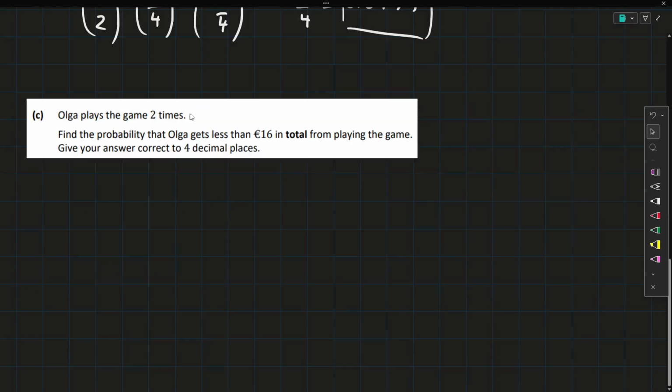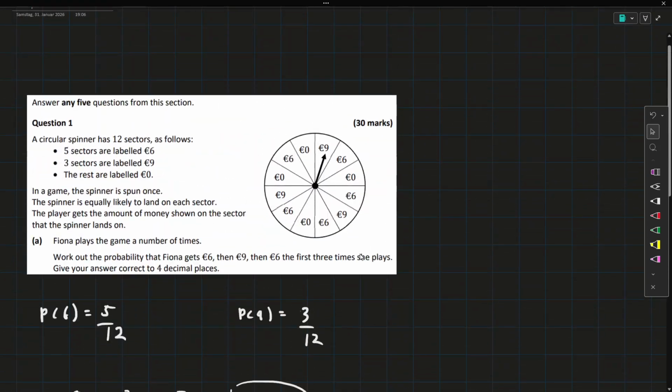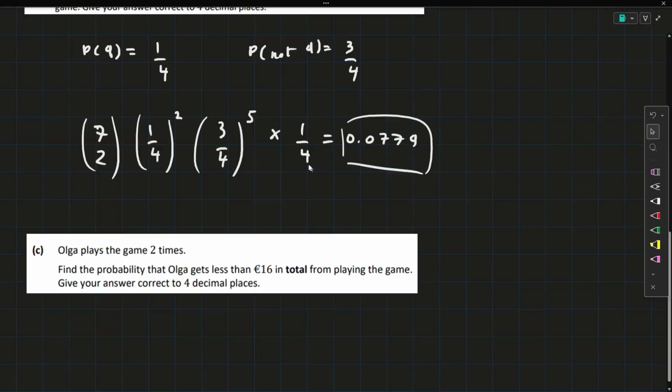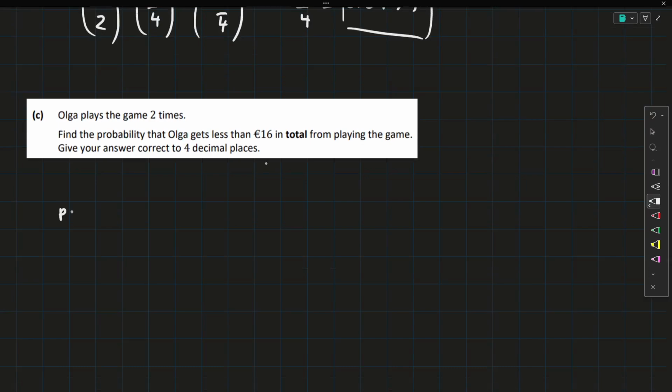Then we're told that Olga plays twice. What's the probability that she gets less than 16 euros in total from playing the game? Okay, so we have to look up here. So basically, the only way that we could get more than 16 is if we roll a 9 twice. So basically, the probability, we can figure out that quite easily. What's the probability that we get bigger than 16? Well, that's just the probability of rolling a 9 twice, which is going to be 1 over 4 times 1 over 4, because this is the probability of rolling a 9 the first time, and this is the probability of rolling a 9 the second time, and the order doesn't matter because they're the same event.